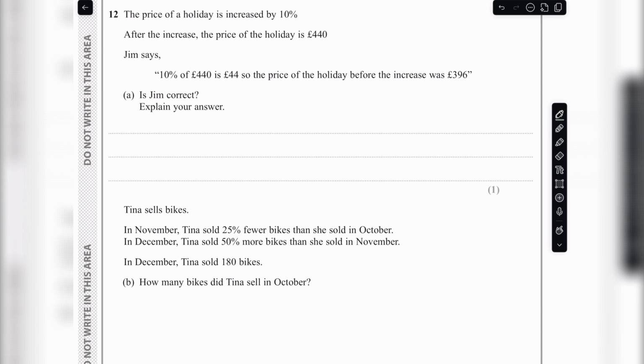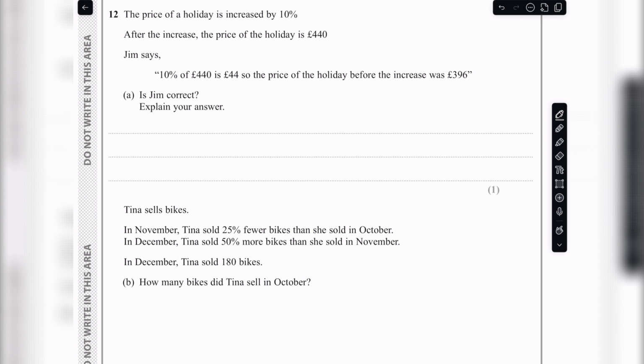In question 12, we are told that the price of a holiday is increased by 10%. After the increase, the price of the holiday is £440. Jim says 10% of £440 is £44, so the price of the holiday before the increase was £396. In the first part of this question, we are asked, is Jim correct?